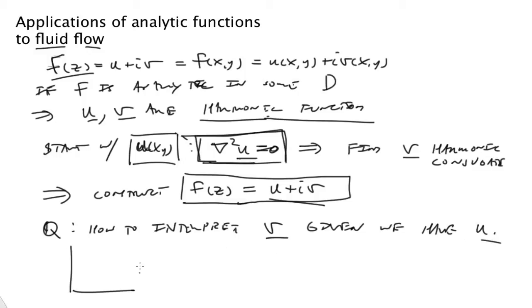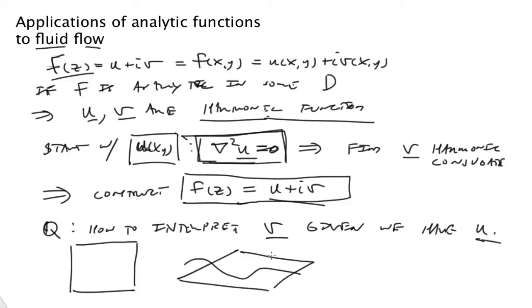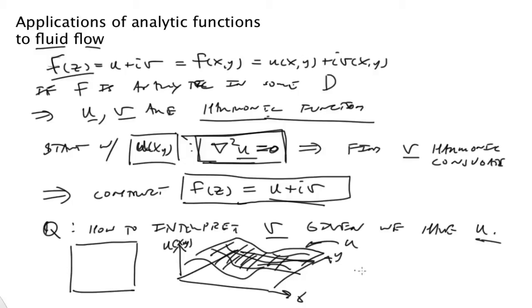I can maybe come up with a graph of it. So here's some domain in the x and y plane, and there's some surface over the top of it like that. That surface is u, right? So we can think of that vertical axis being u of x comma y. We want to know then what information is stored in v of x comma y, given we know this u of x comma y.